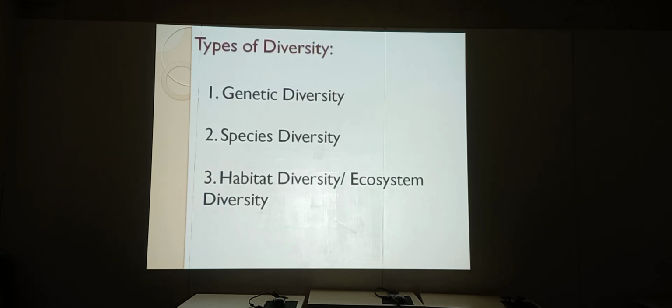Types of biodiversity: biodiversity is often seen in terms of three fundamental and hierarchically related levels of biological organization. They are genetic diversity, species diversity, and habitat diversity, or we can say ecosystem diversity. Genetic diversity represents the heritable variation within populations of organisms.